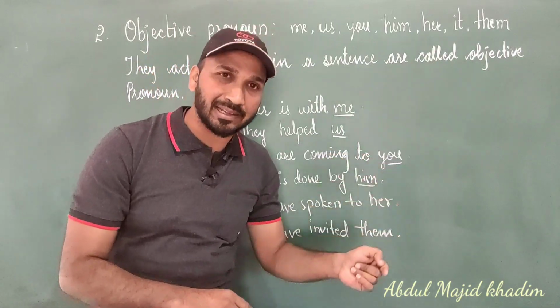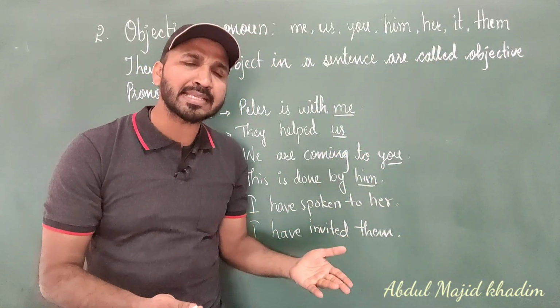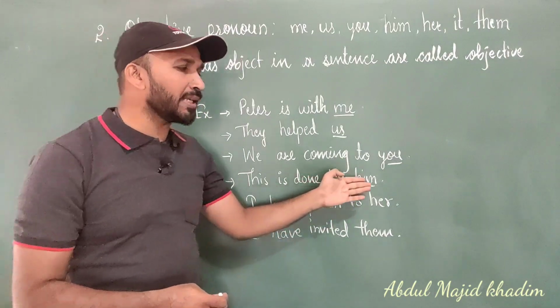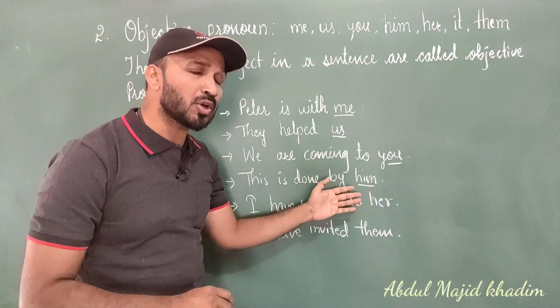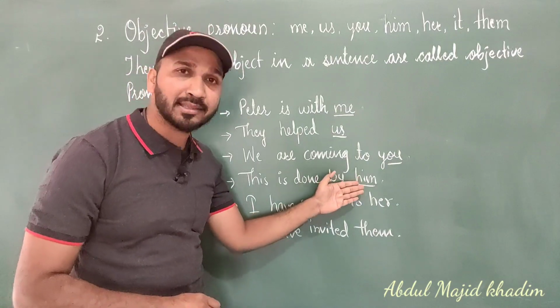वो उससे किया गया है. अगर ऐसे बताना है तो "this is done by he". If we are writing that, then it is wrong. We have to use the objective form of he, which is him.